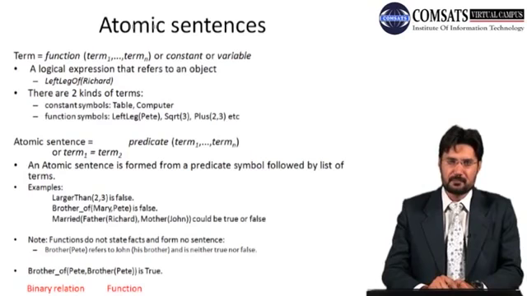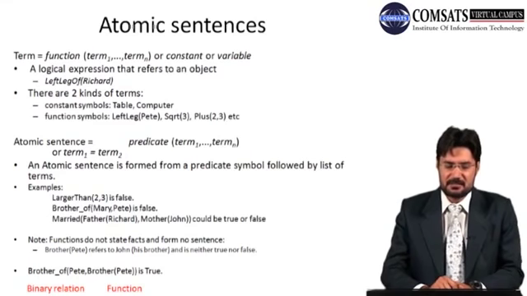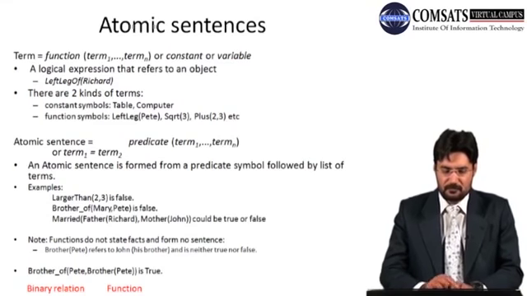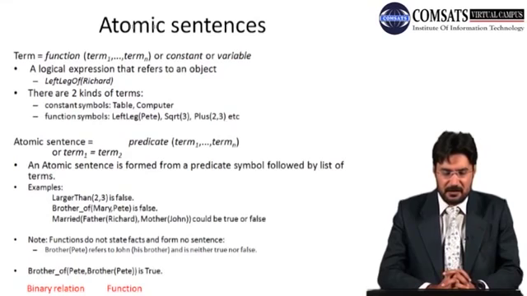This is a kind of abbreviation we will use. We will use a kind of word to represent any object, or when we refer to it. What will an atomic sentence be? Predicate(term 1 until term n), or term 1 equal to term 2. An atomic sentence is formed from a predicate symbol followed by a list of terms. So if we have a list of terms and we try to use some kind of symbols, then we say that this is an atomic sentence.